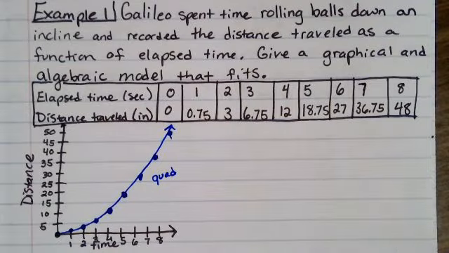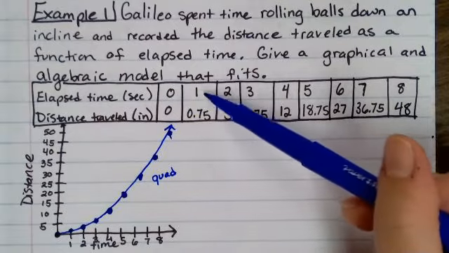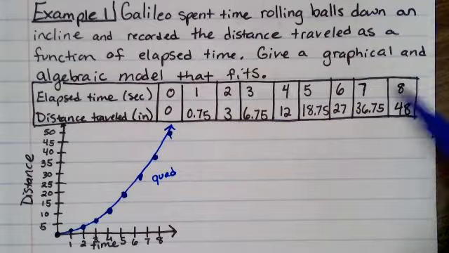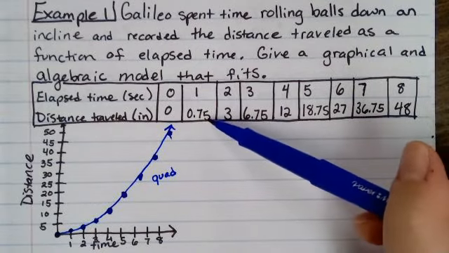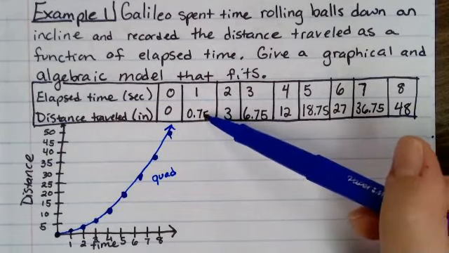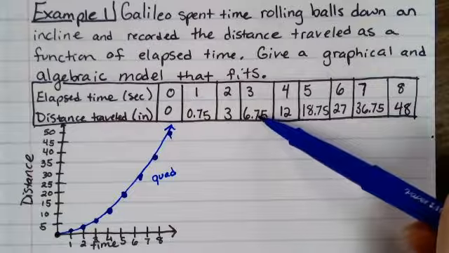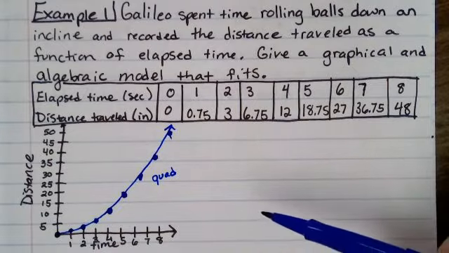One thing that you can tell, even looking at this table of values, is that although the top row is going up by 1 for each step, the bottom row is not going up consistently. For the first jump, it is just 0.75, and then it jumps all the way up to 3, and then up to 6.75. These are not the same change every single time, so right there, that is not linear.